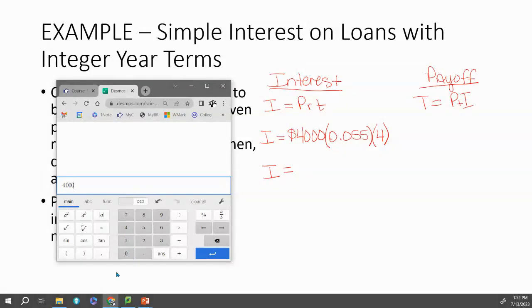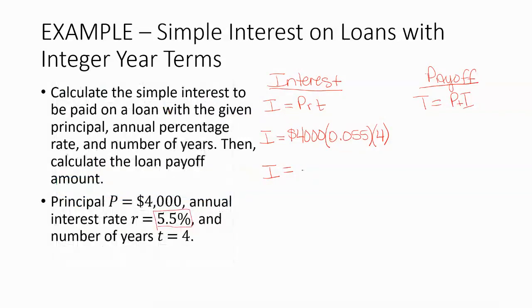So ours is $4,000 borrowed times 0.055, our annual percentage rate, times 4 years. And our interest was $880.